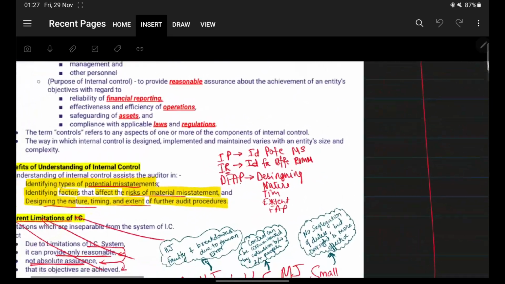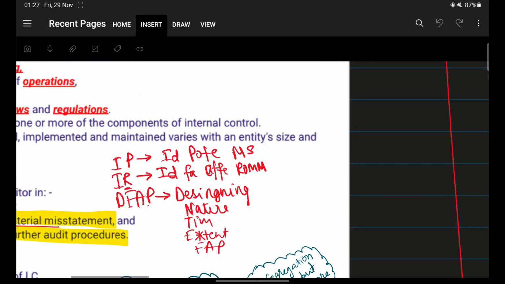Next, we moved on to benefits. There are only 3 benefits that we have to remember. The first one is IPES, identifying potential mistakes. Right? Identifying potential mistakes. IR is identifying factors affecting risk of material misstatement. Right? Identifying factors affecting the risk of material misstatement. And lastly, it is designing nature, timing, and extent of further audit procedures.